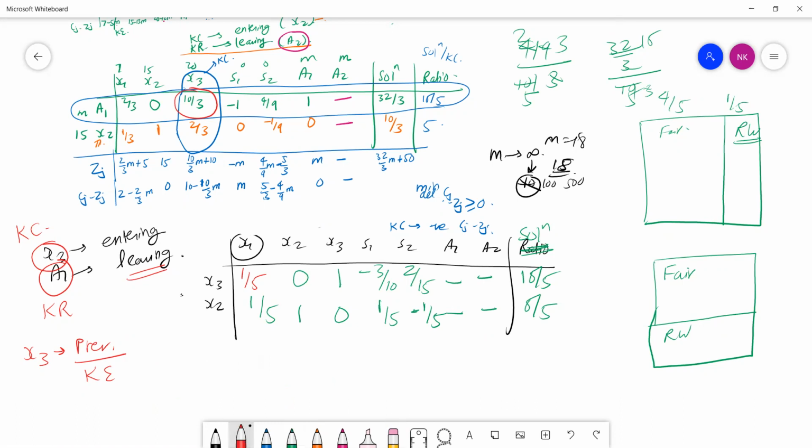For that, I need to write over here the coefficient. So the coefficient of x3 is 20. The coefficient of x2 is 15. So just calculate Zj. Zj is 20 multiplied by 1 by 5.